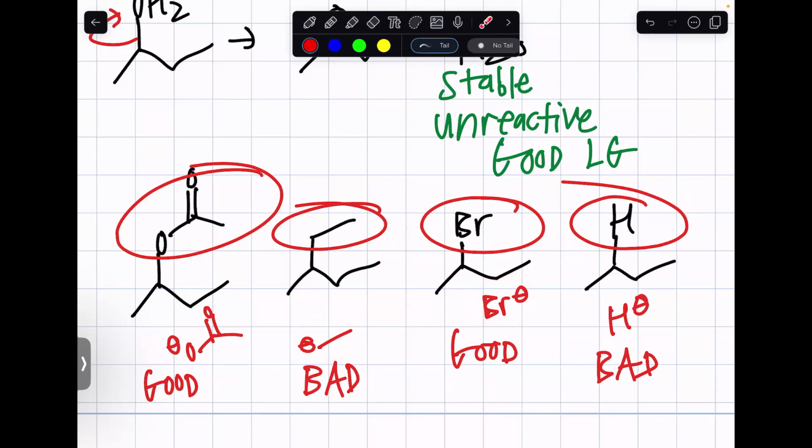Because Br is electronegative, so it wants the negative charge to itself. The carbon is not as electronegative, making it unstable. If it's unstable, it's very reactive, making it a bad leaving group because it will go backwards. So that's the leaving group thing.